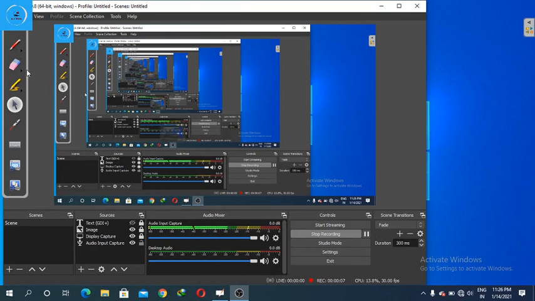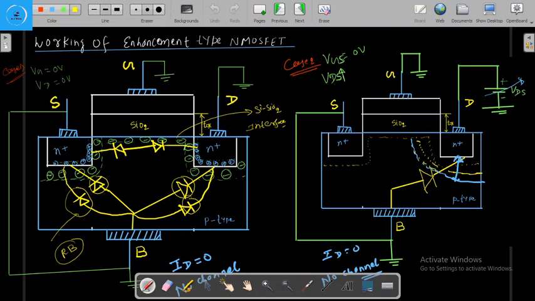So in the last video we have seen the working of the enhancement type MOSFET. We have seen the different cases in this. First we have seen that when we make the VGS, or gate to source voltage, equal to 0 and the drain voltage equal to 0, what happens?